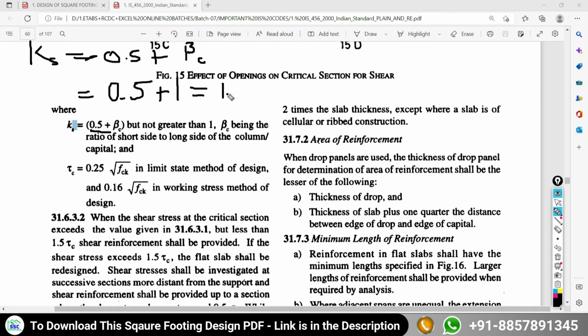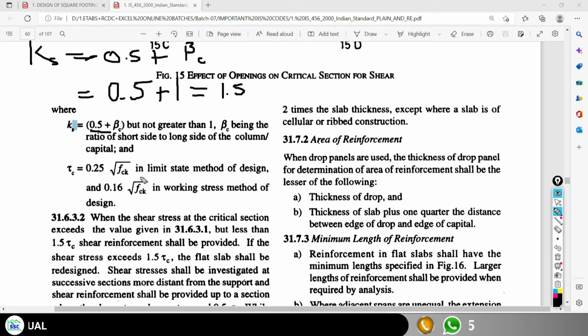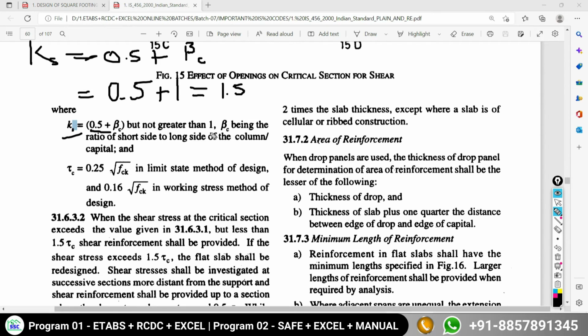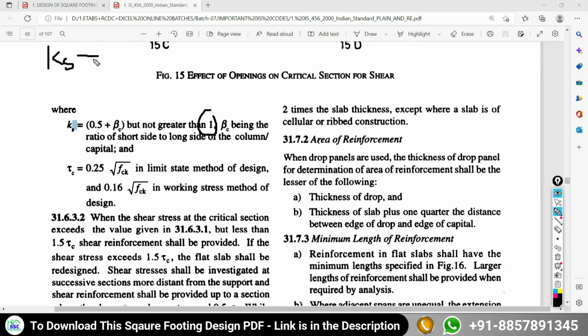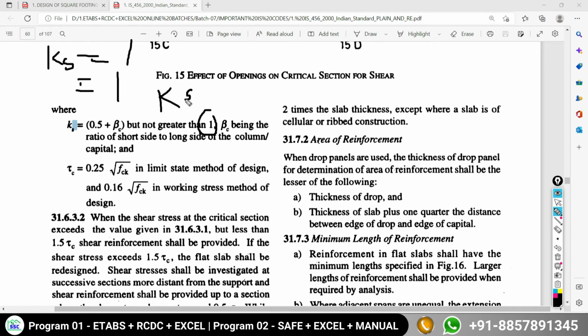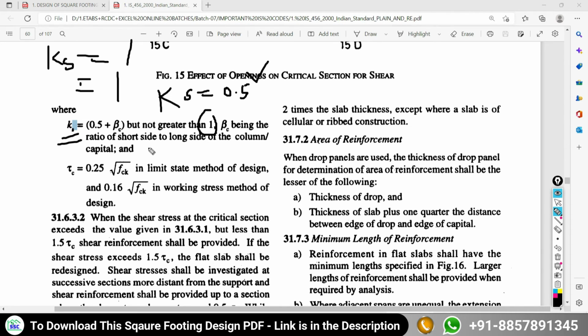It is going to become 1.5, but the code has limited the value of Ks to a maximum of 1 only. Here it is given that you have to consider the Ks value up to a maximum of 1. So if you are getting a Ks value beyond 1, you have to consider only 1. If you are getting a lower value, then you consider the lower value of Ks, like 0.5, 0.7, 0.8, 0.9, 0.95. But when your value of Ks exceeds 1, then you have to consider the maximum as 1.